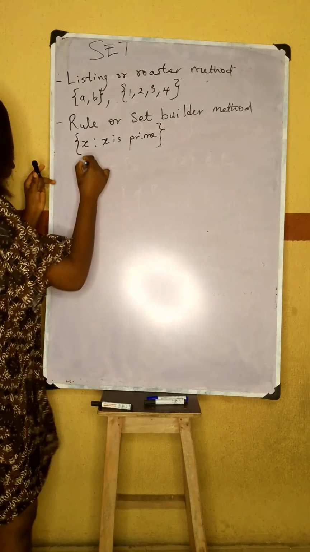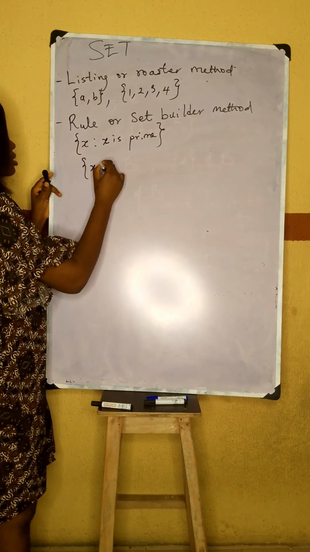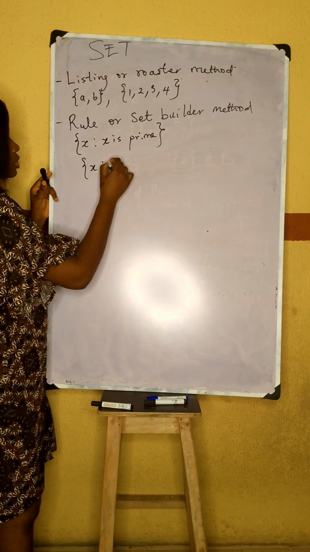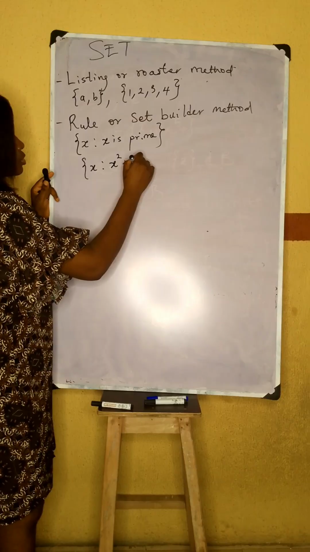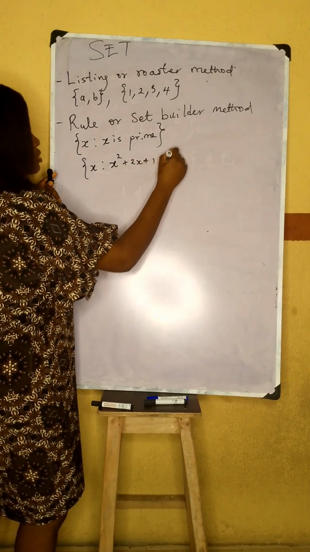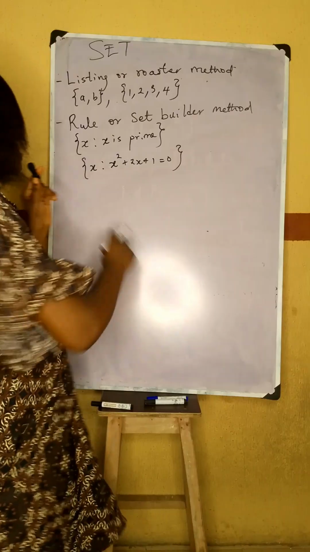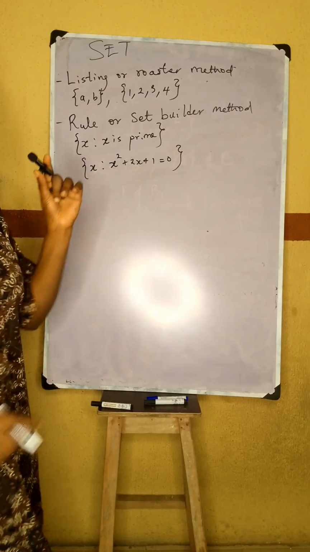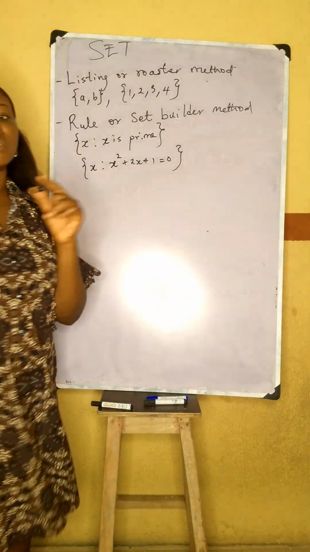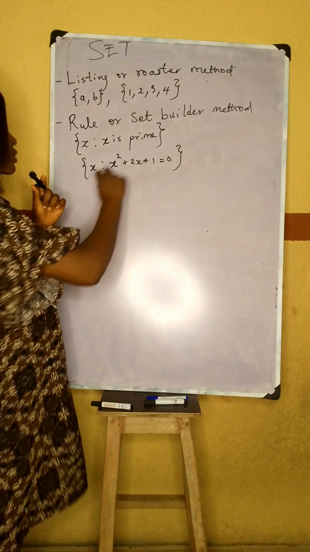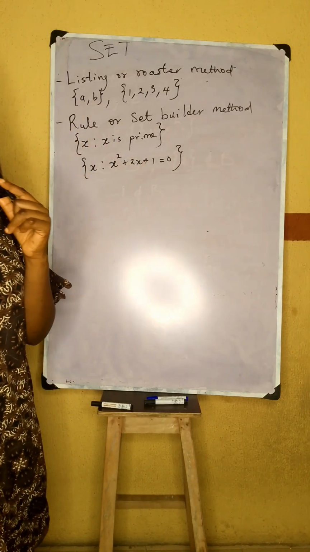Some other questions will come this way. They'll tell you that the set is S such that S squared plus 2S plus 1 is equal to 0. They'll give you a formula. You use that formula they gave you to find what the elements of your S are. So if you can find the factors here, those are your S's.